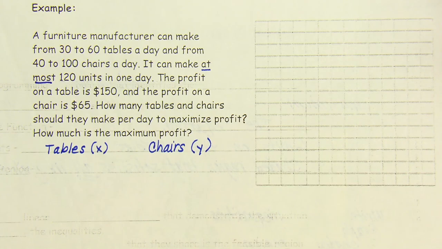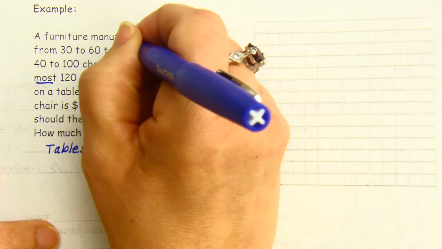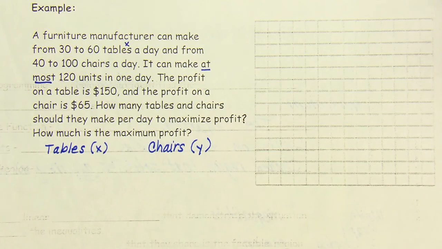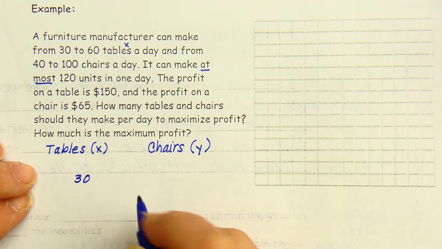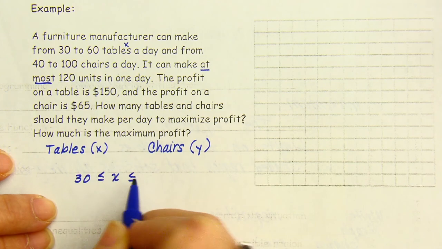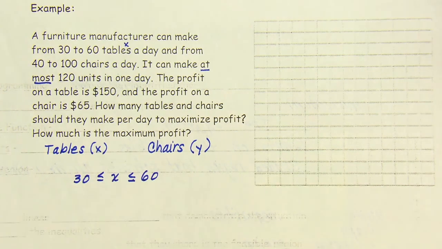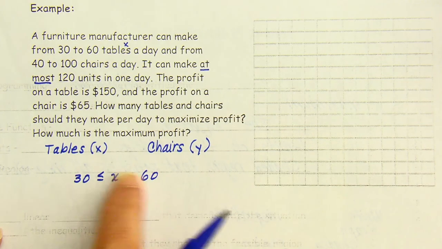All right, so it's saying a furniture company can make from 30 to 60. Doesn't that mean between 30 and 60? At least 30, but no more than 60? And we used X for tables, right? So X is going to be between 30 and 60. So my first inequality, I'm going to put the 30 there: 30 less than or equal to X, less than or equal to 60. So the tables is between 30 and 60.